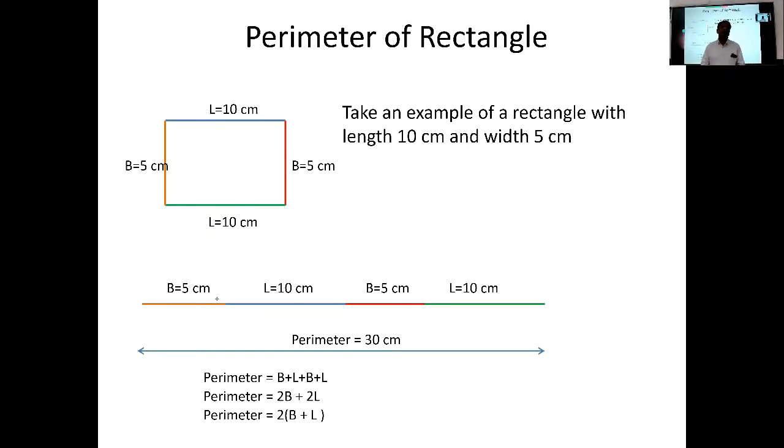To find the perimeter of a square and of a triangle, we will see in the next video.